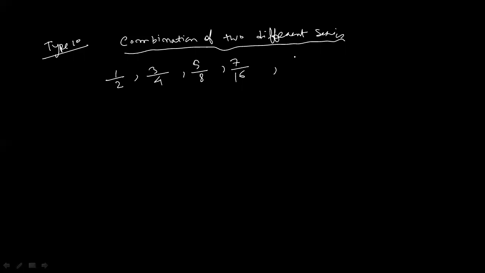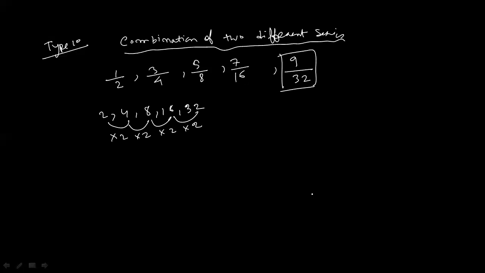So the next number will be 9. So we have got the numerator. Then if you see the denominator, it is 2, 4, 8, then 16. This is multiplication by 2: 2 into 2 is 4, 4 into 2 is 8, 8 into 2 is 16. So next will be 16 into 2, 32. So your next denominator will be 32. So your answer will be 9 by 32. Clear? So this is the combination of two different series.